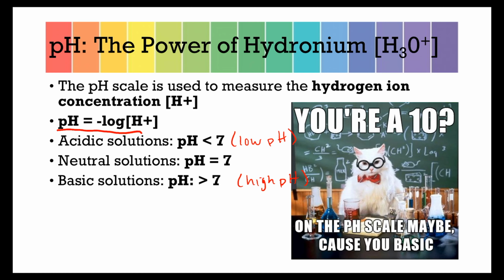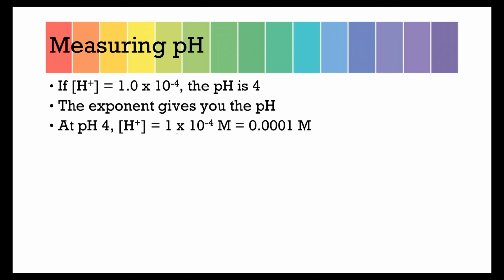Moving forward. If we're going to measure pH, there are a few ways we can do this. If it tells you the hydrogen concentration is 1.0 times 10 to the negative 4, the pH is 4. The exponent right there can give you the pH. If it says to the negative 4, then 4 is your pH.